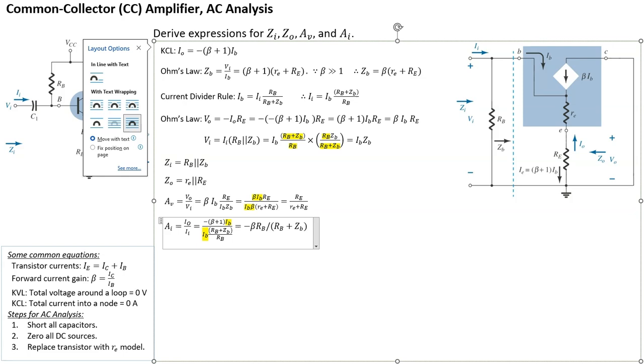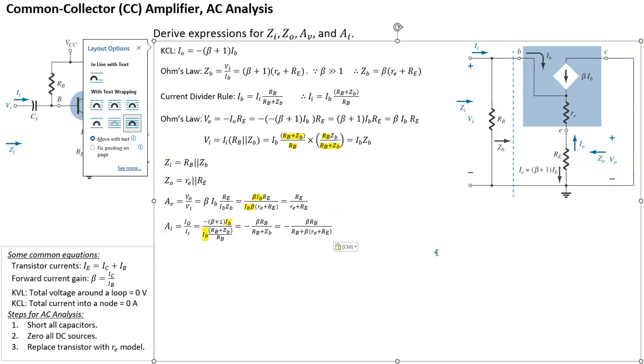Just for completeness' sake, let's substitute ZB into the equation. So ZB is here. Let me copy this again, find ZB and replace it here. Nothing else can cancel, so that's the final answer.